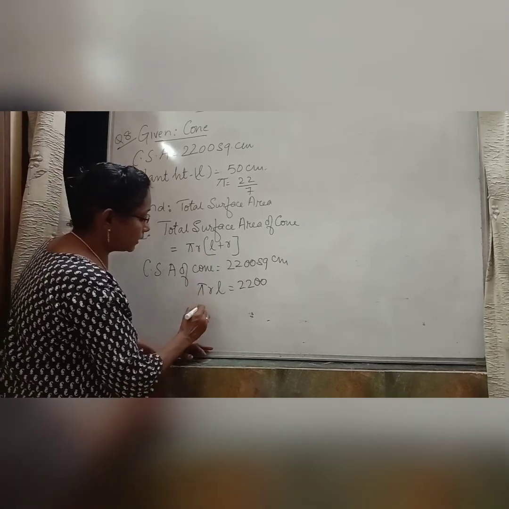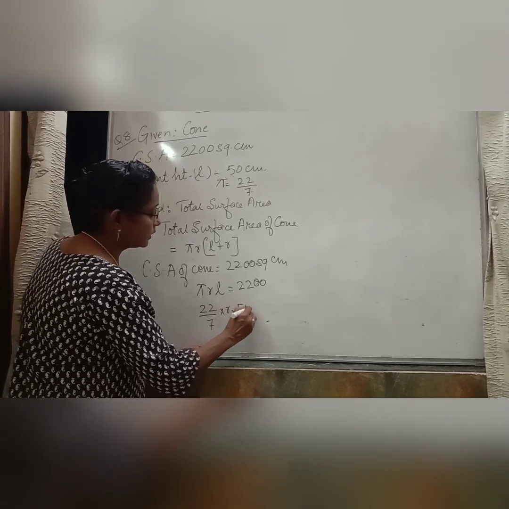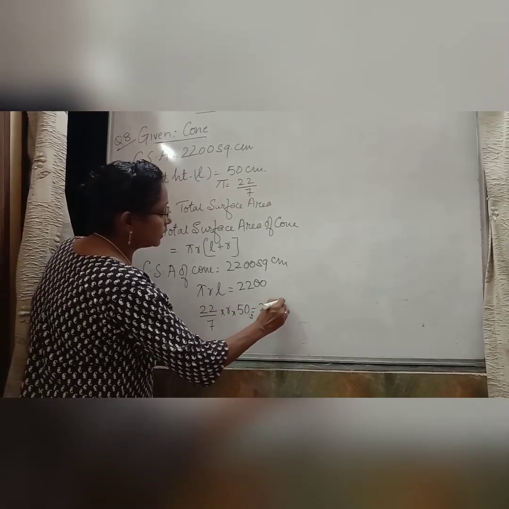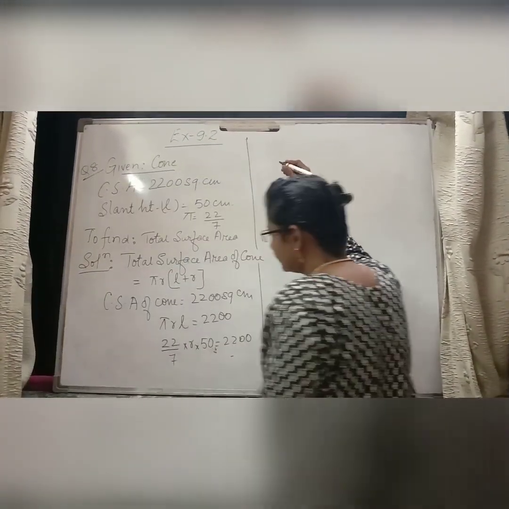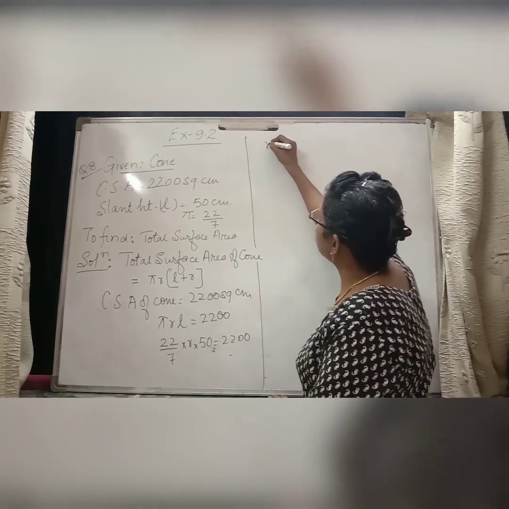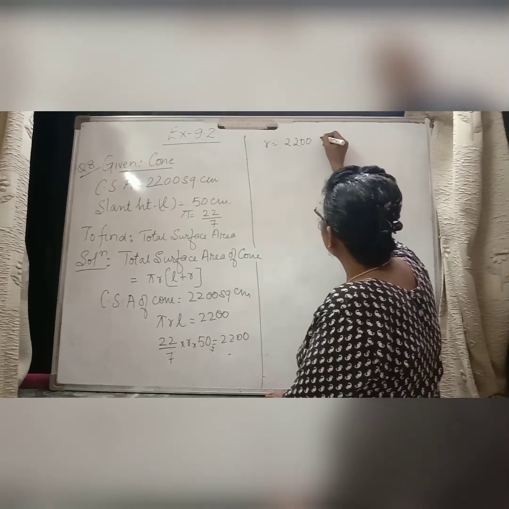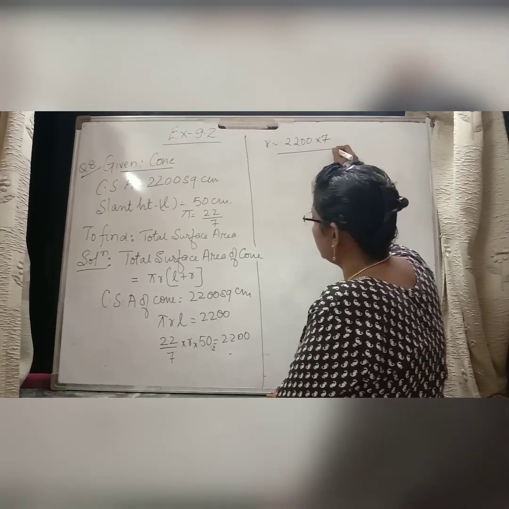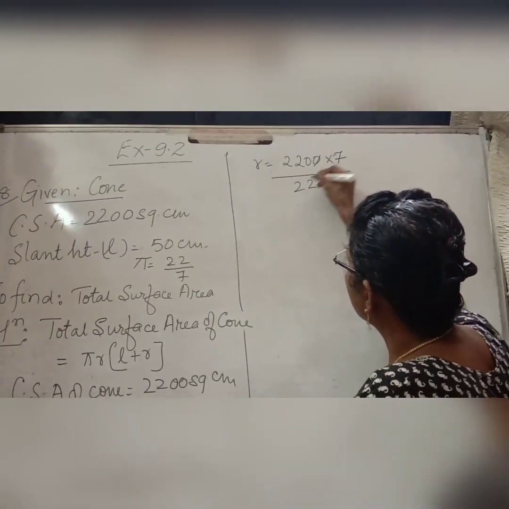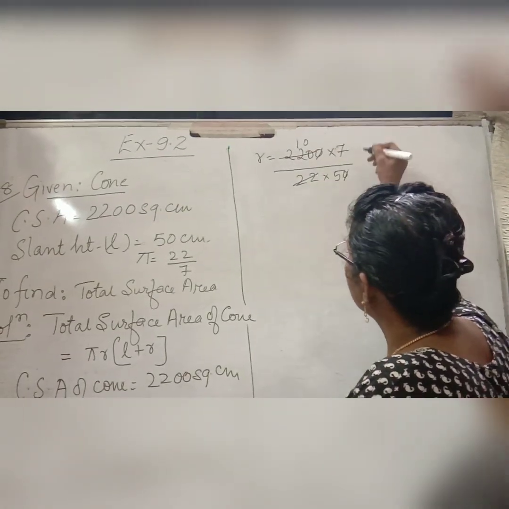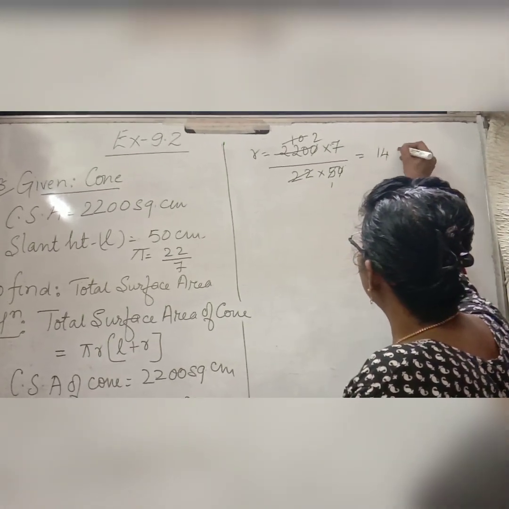Value of pi is 22 by 7. So 22 by 7 into r into L, which is 50, is equal to 2200. Cross multiplying, r is equal to 2200 into 7 upon 22 into 50. So r is equal to 14 centimeter.